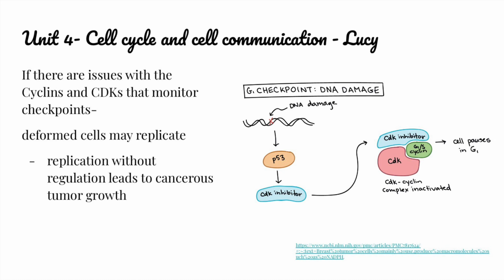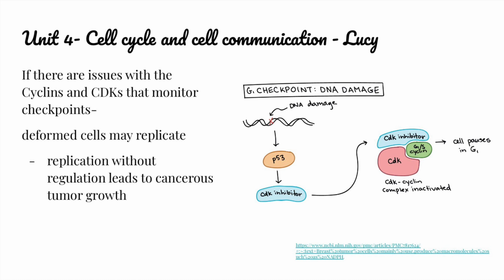They're very necessary to making sure that everything in a cell is okay before it moves on to the next stage. But a cell that didn't have these cyclins or CDKs or something else monitoring them could go through replication without regulation, which causes cells that might have a mutation or something wrong with them or not enough DNA to equally split to replicate, which would cause more problems, and then that would grow more, and that can lead to cancerous tumor growth.